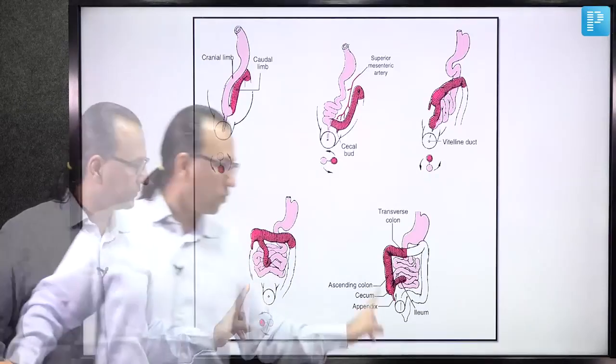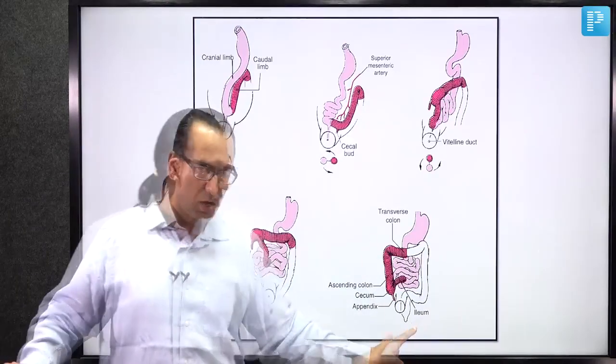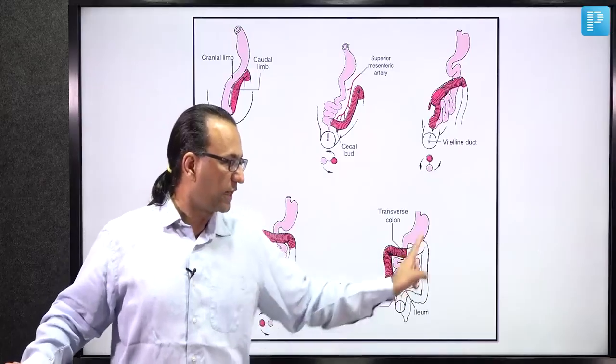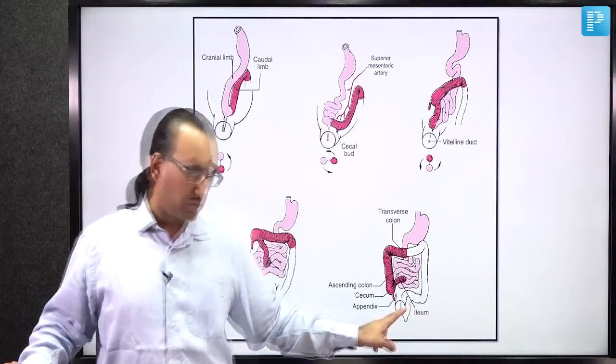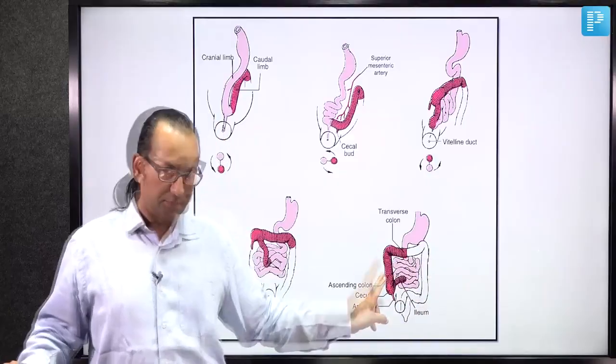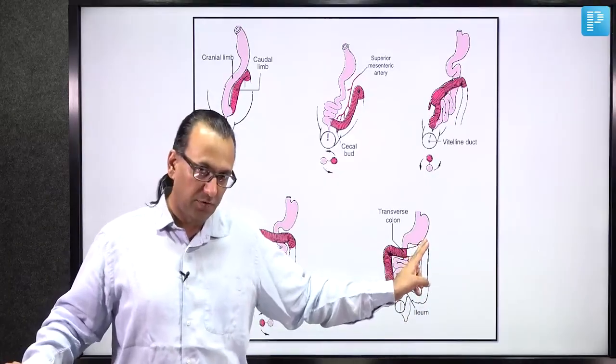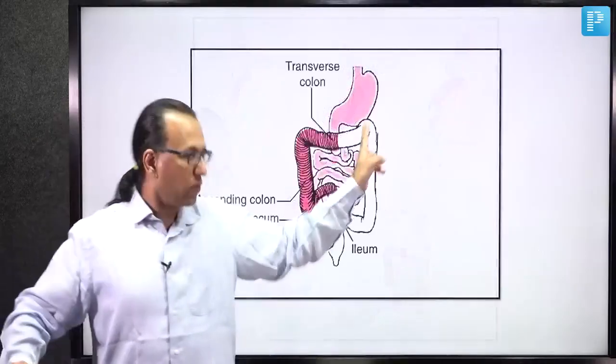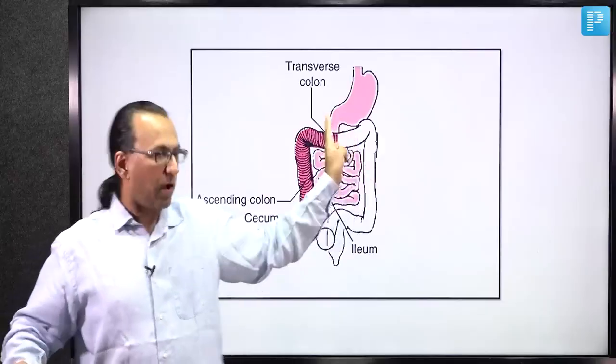And after that, the colon will have four parts, which are called the ascending colon, transverse colon, descending colon, and the sigmoid colon. Understand that small intestine came back early and large intestine came back later. So large intestine is in front of the small intestine. In fact, transverse colon is passing in front of the second part of the duodenum.